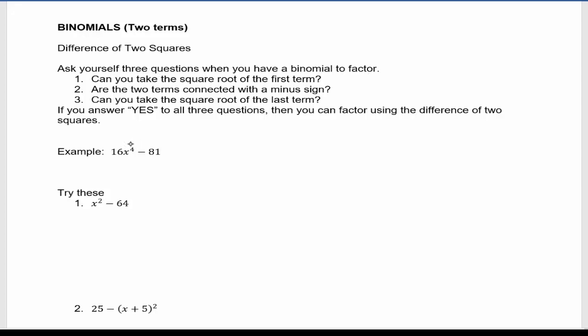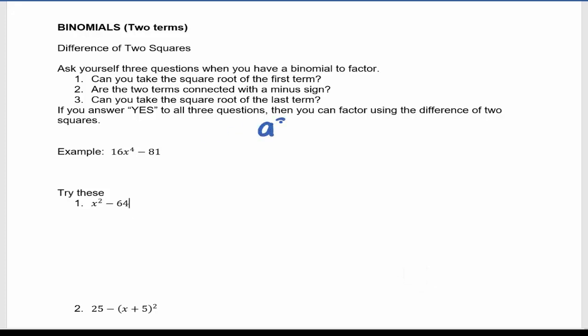So here is my first term, 16x to the fourth. Can I take the square root of that? And your answer would be yes. The square root of 16x to the fourth is 4x squared. Are these two terms connected with a minus sign? Yes. Can you take the square root of the last term? Yes. If you answer yes to all three questions, then you can factor using the difference of two squares.